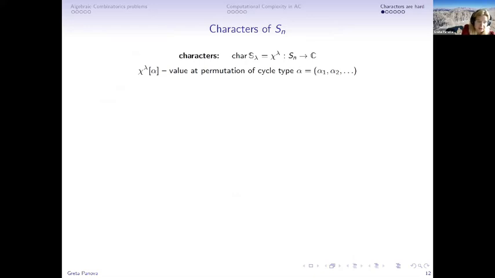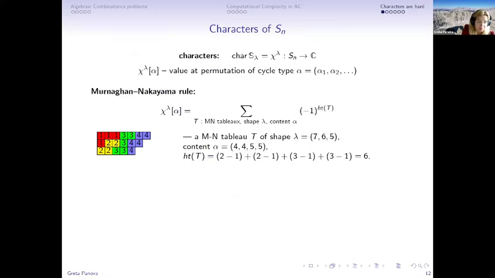Characters, as I mentioned, can be computed by the Murnaghan-Nakayama rule. What's the problem here? You have a lot of pluses, a lot of minuses, and we don't know how to cancel them. It's a huge sum of positive and negative things. So this is a way to compute things, but it's not giving you the sign or anything else directly.